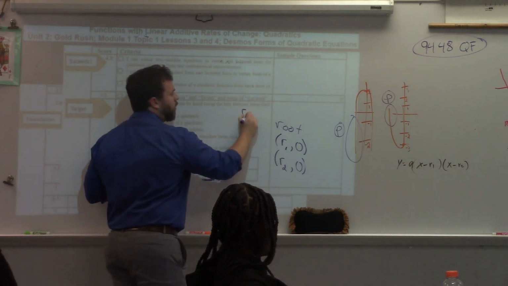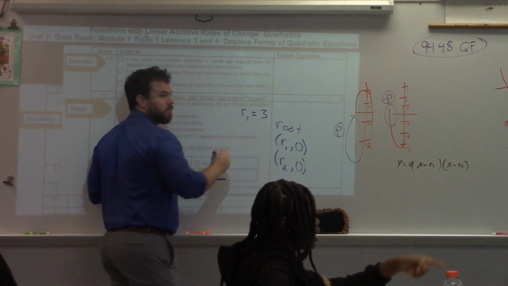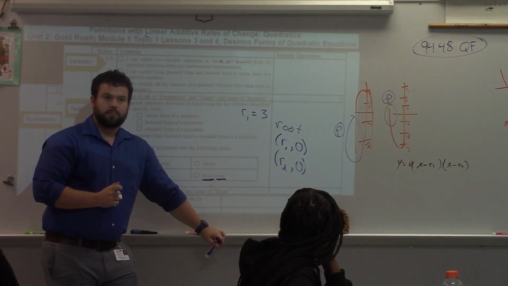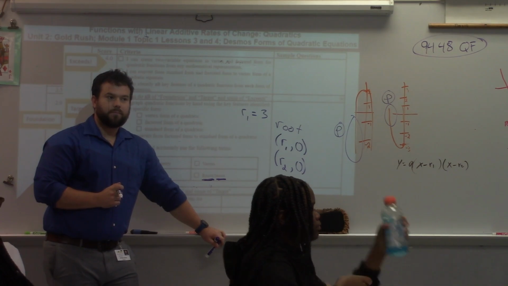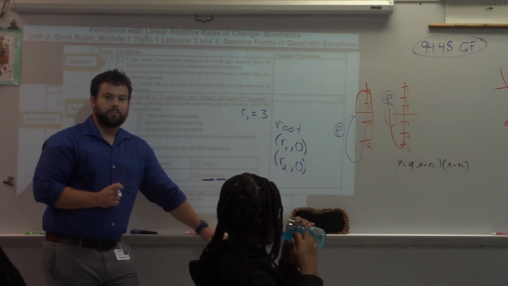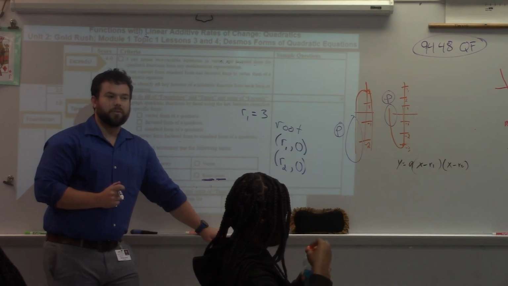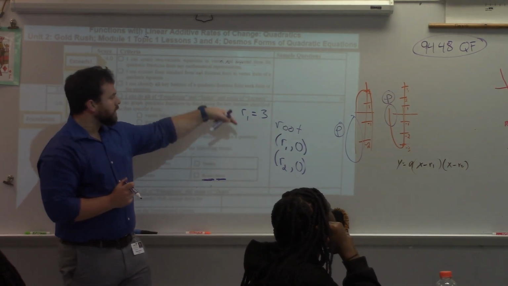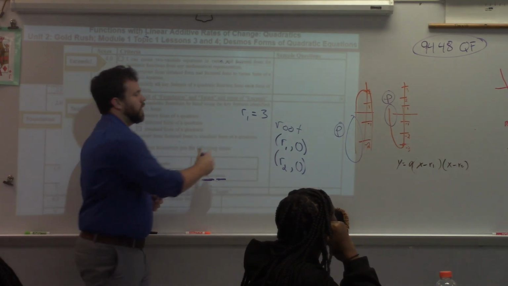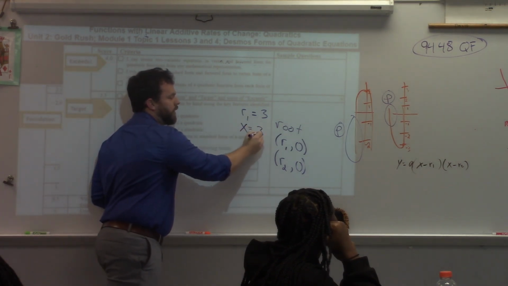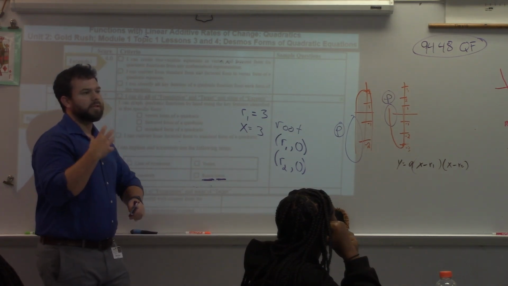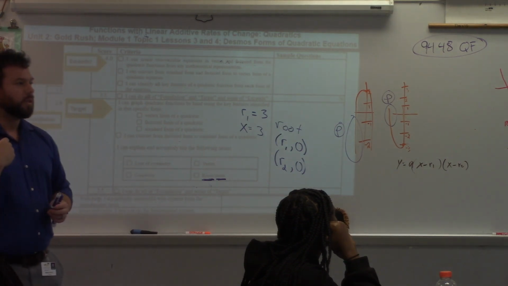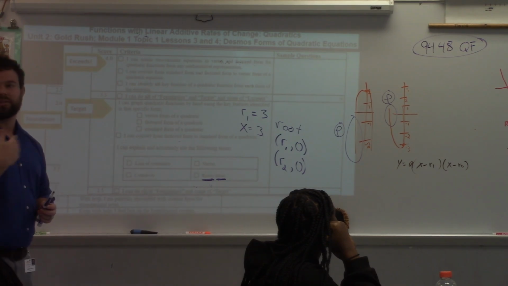If I say R1 is equal to 3, that means the root is 3, and so my 0 will be 3, okay? The term 0 and the term root have slightly different meanings, but they have the same values. So whatever your root is, that's what your 0 is going to be as well.